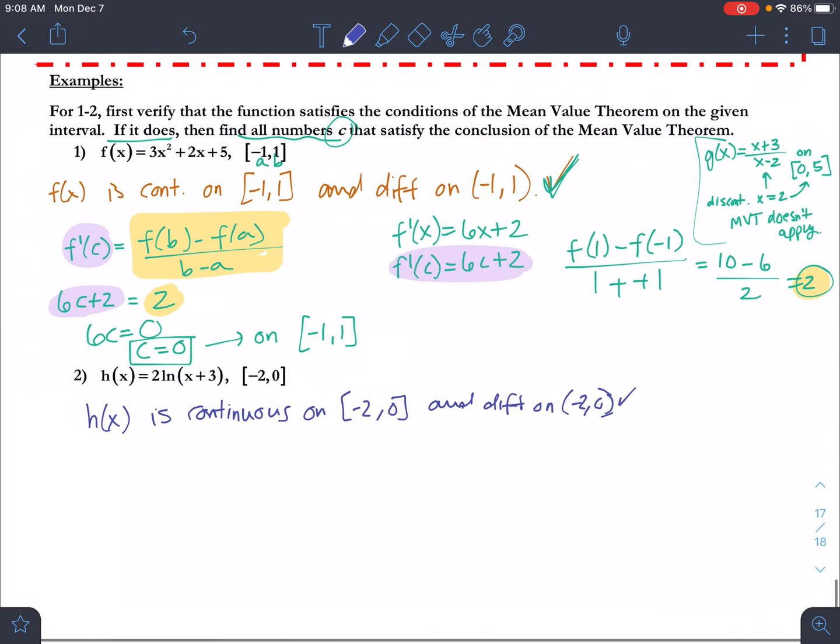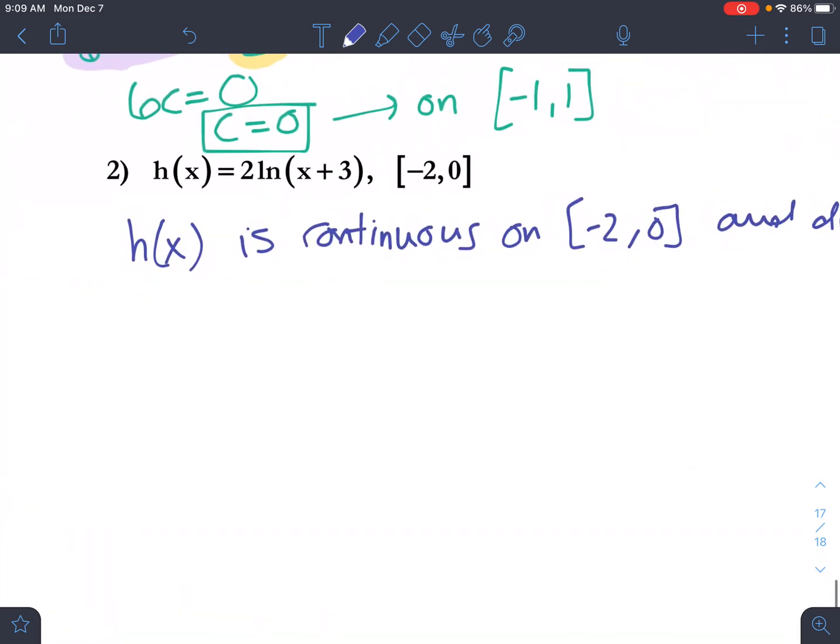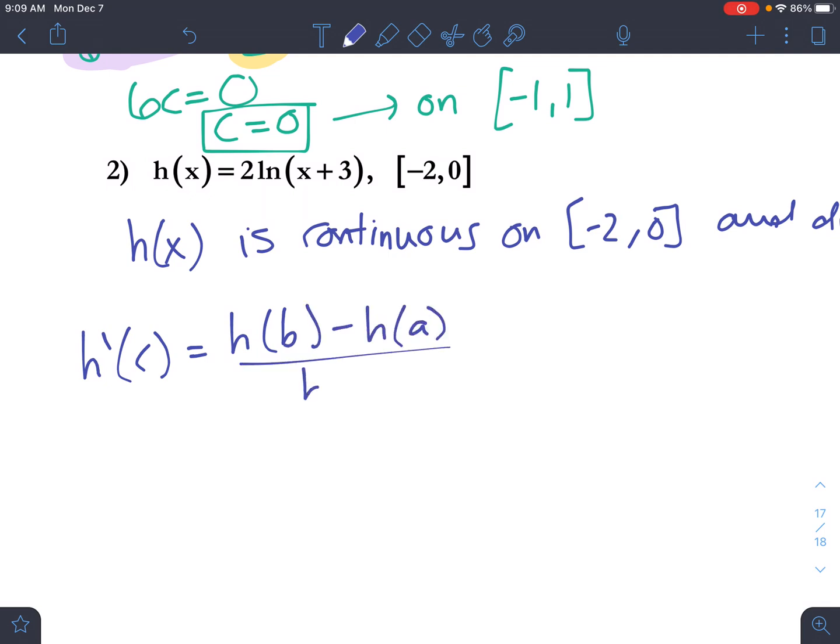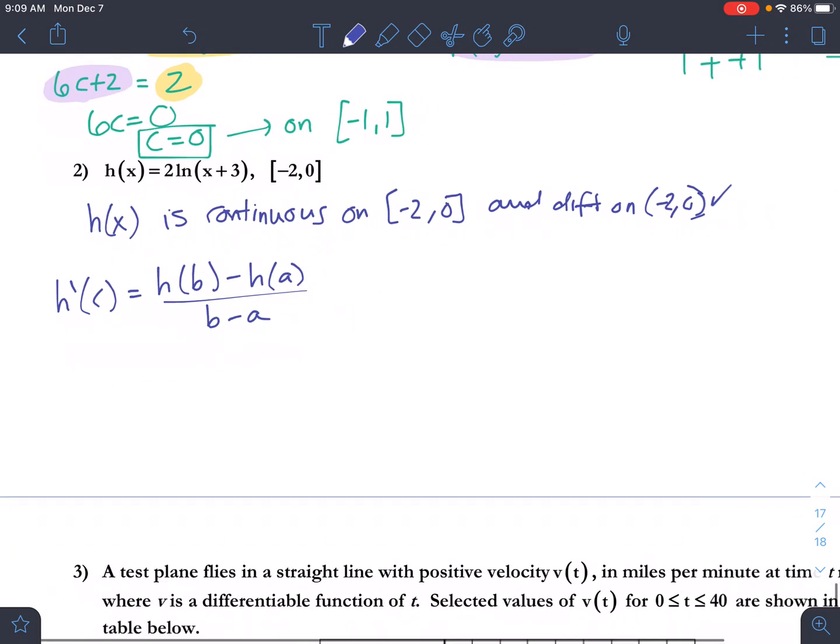That's basically what we're guaranteeing. Those two things have to be true. Again, I gave you an example up here for g of x, where you would not be able to use the mean value theorem at all. Okay, so let's try this out. Remember, we want h prime of c, or the instantaneous rate of change at c, equal to the average rate of change between a and b. We just do the scratch work on the side usually for each of these pieces. So h prime of x: the 2 would hang out. The derivative of natural log is 1 over whatever's inside times the derivative of what's inside, which would just be 1, since the derivative of x plus 3 is 1.